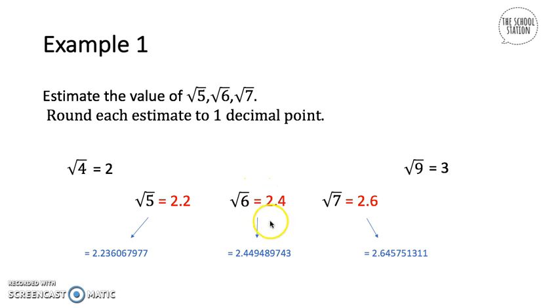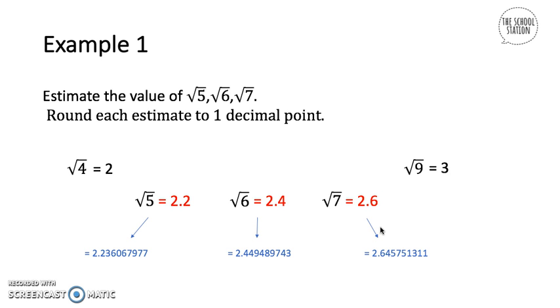And for square root of 6, I actually estimated 2.4, and the calculator answer was 2.449489743, and that's basically the answer. And again, if you round this to one decimal point, it is 2.4. And square root of 7, the calculator answer is 2.645751311, and I estimated 2.6, and again, if you round this to one decimal point, it would be 2.6.